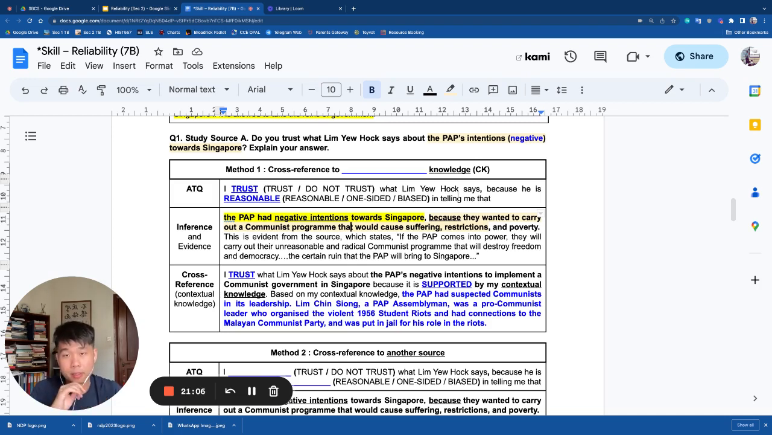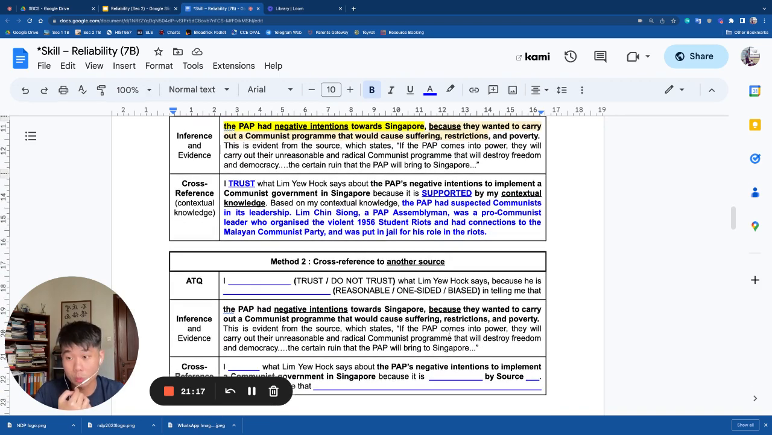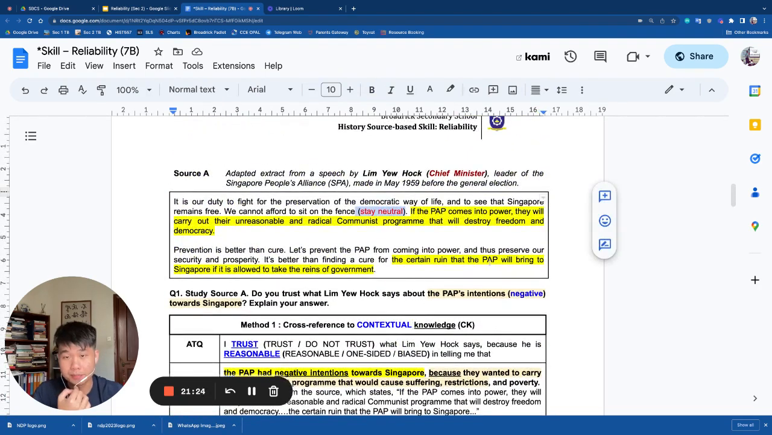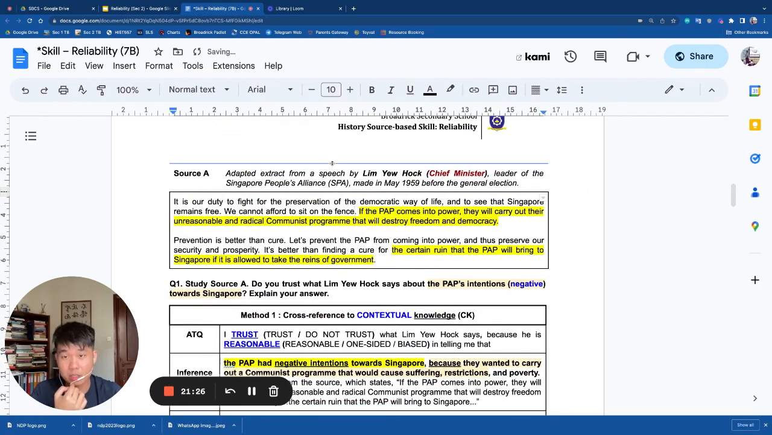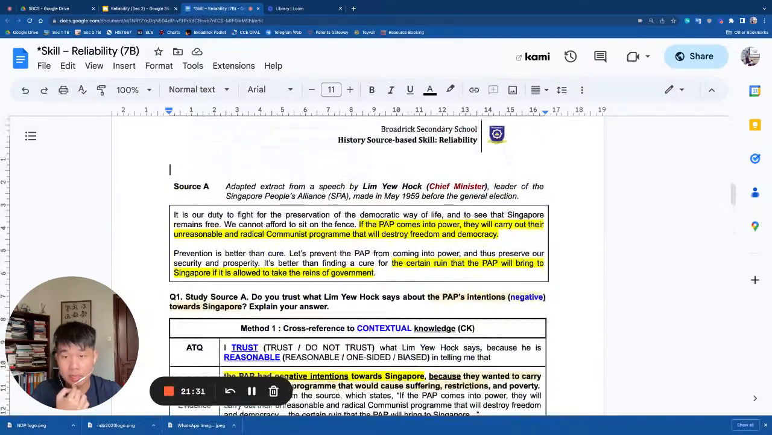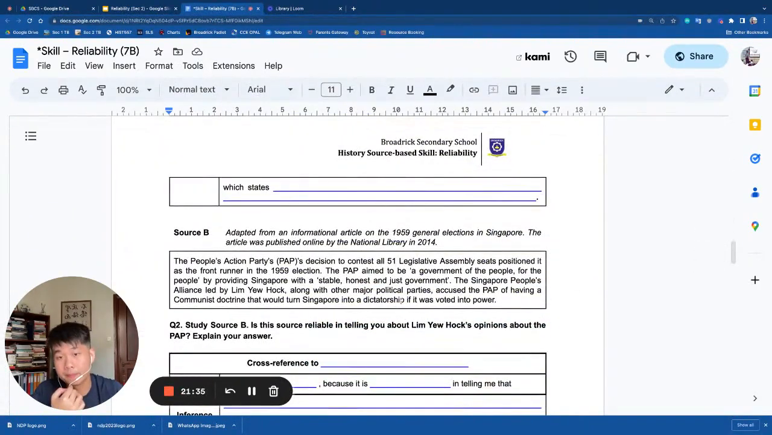And that is the second method. Sorry, before I do that, the first method is cross-reference to contextual knowledge. The second method is a cross-reference to another source. So in order for this method to work, I need to have read another source. So let's recap. Source A says that the PAP has negative intentions. What would another source say? So in this case, the other source we want to use is source B. What is the PAP's intention?